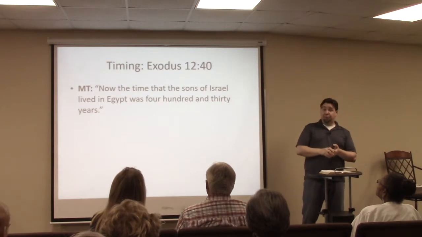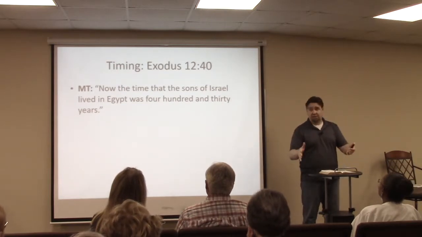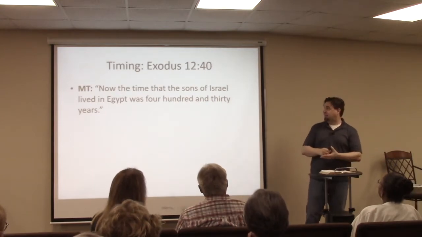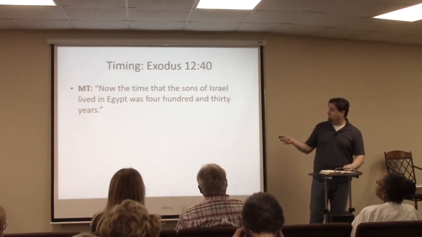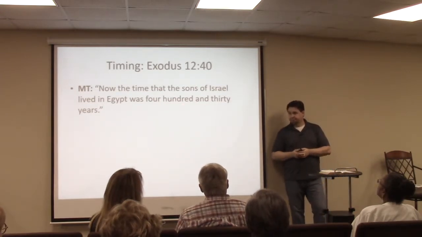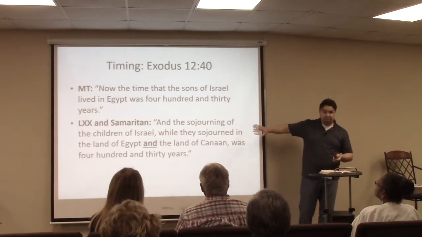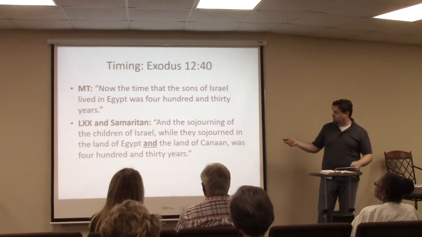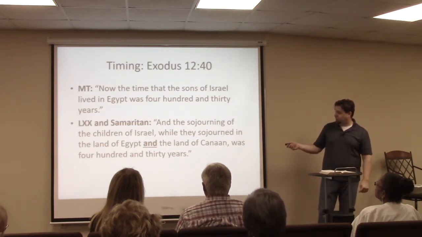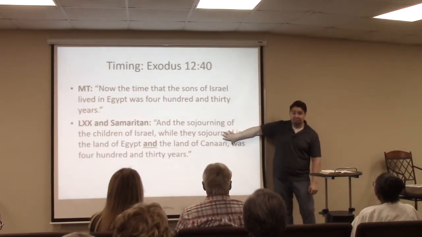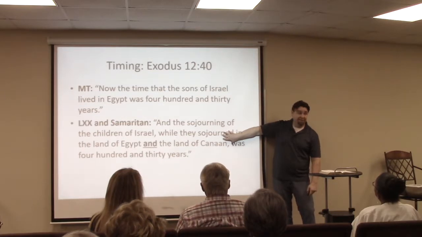Okay, Exodus 12:40, the Masoretic text that we all see, and also in Eusebius' day, the Judean Hebrew text that he had. It says, "Now the time that the sons of Israel lived in Egypt was 430 years." But the Septuagint and the Samaritan have this to say, "And the sojourning of the children of Israel while they sojourned in the land of Egypt and the land of Canaan was 430 years." This ties to what Paul said. It also ties to the math.